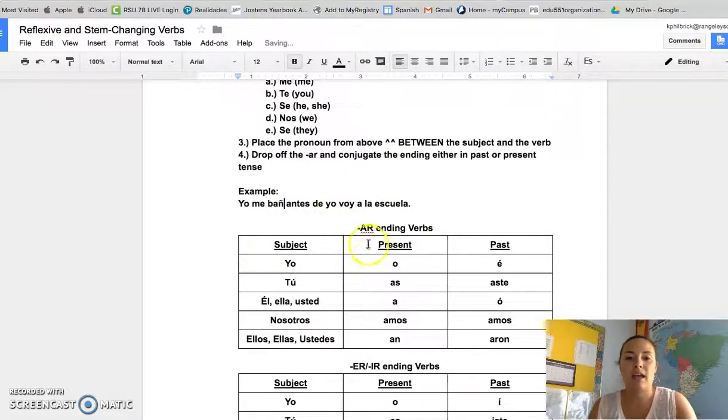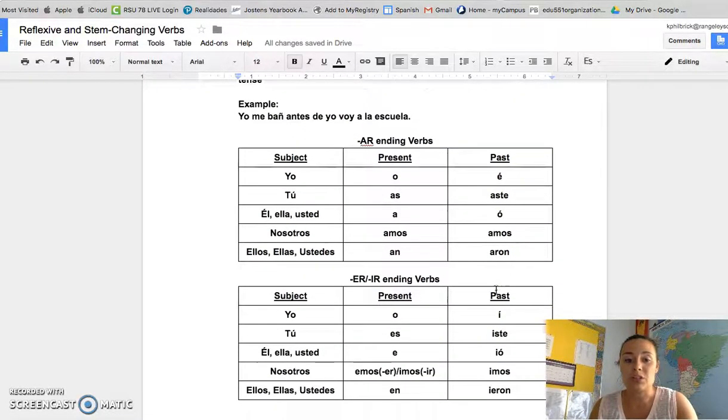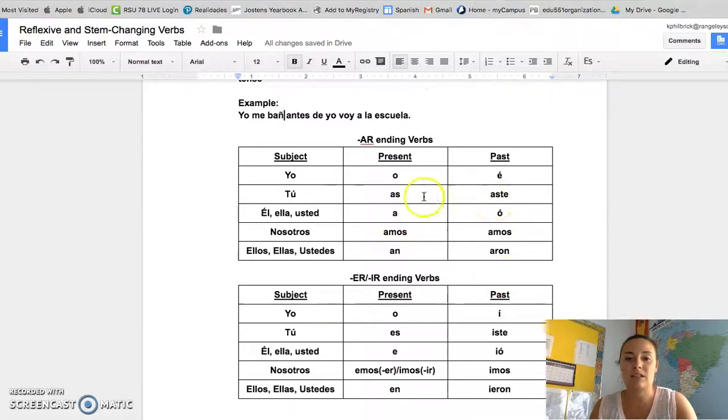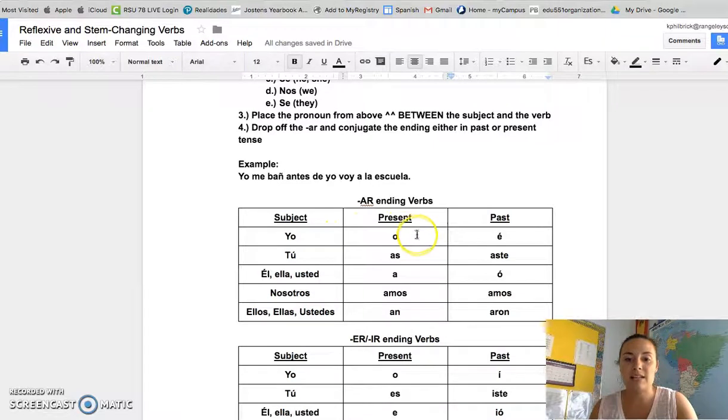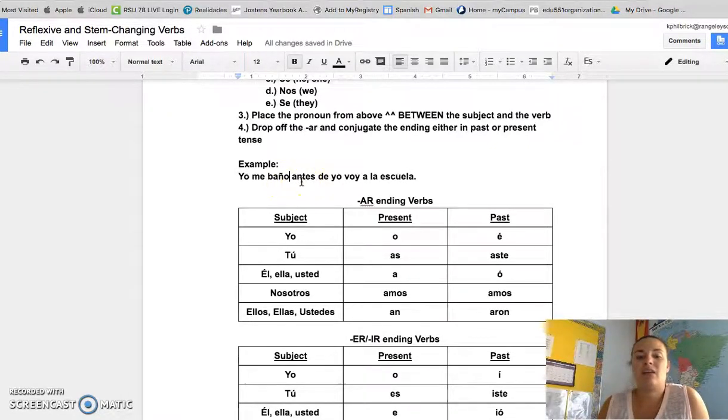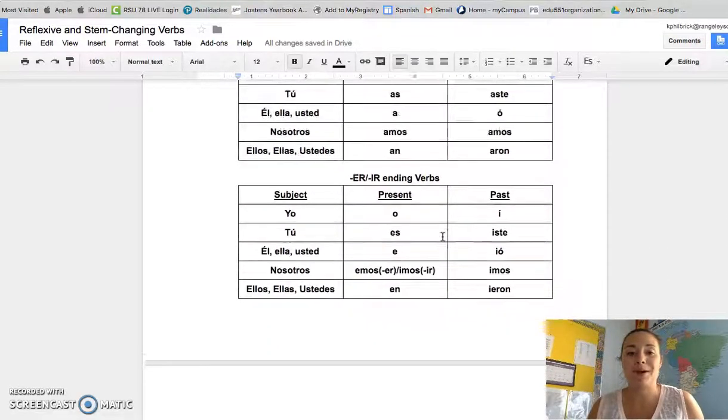Okay. And I even gave you your little charts here. So you have AR endings in present and past, and then ER and IR in present and past. So I'm looking for present tense and AR ending. So I'm going to put yo me baño antes de yo voy a la escuela. So I bathe myself or I take a bath before I go to school. Okay, I know you're all probably happy about that.